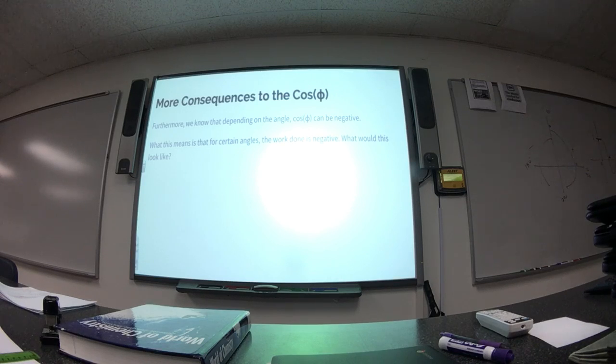For all that matters for us, cosine is positive in the first quadrant and in the fourth quadrant. Cosine is usually related to the X component, is positive in first and fourth, and negative in second and third. So when I've got angles that are here, my work is going to end up being positive. If I've got angles that are here, my work is going to end up being negative.